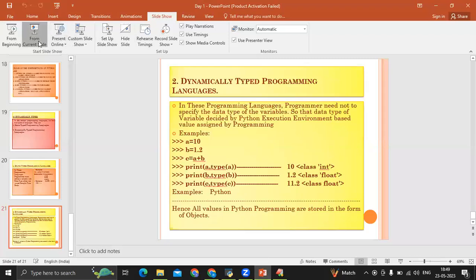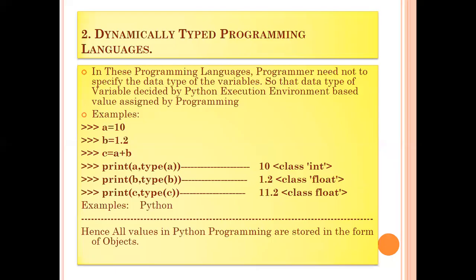So what does that mean? That we need not specify the data type of the variable. It itself gave the answer of what type of class it is. Hence, all the values in Python programs are stored in the form of objects. Clear? Is this clear, students? Please answer me.